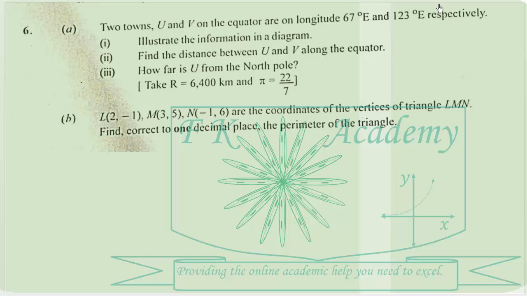Question number 6 is on spherical geometry, also known as global mathematics, the Earth as a sphere. Two towns U and V on the equator are on longitude 67 degrees east and 123 degrees east respectively. Illustrate the information in a diagram. Find the distance between U and V along the equator. How far is U from the North Pole?